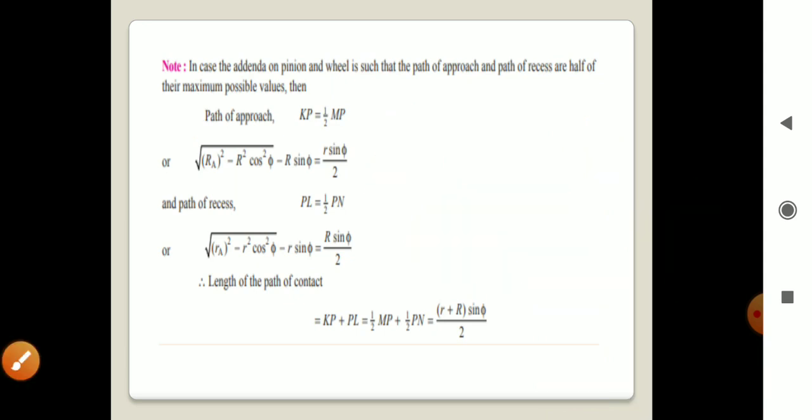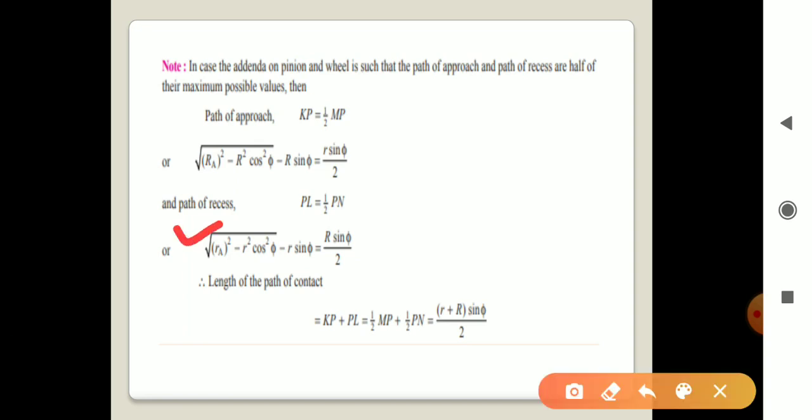Now the path of recess, PL, is equal to half of Pn. We already saw the formula for PL: the square root of small Ra squared minus r squared cos squared phi, minus small r sin phi, which is equal to r sin phi divided by 2.